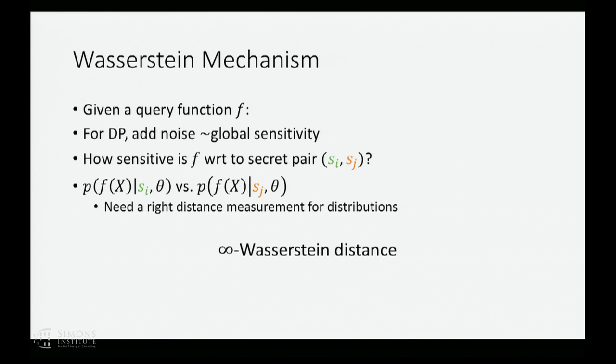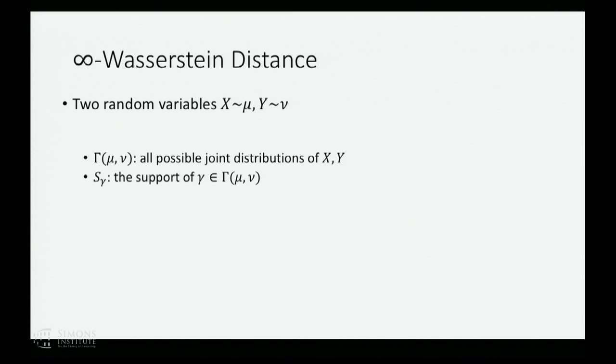So essentially, we need the right distance measurement for these two distributions. And in our paper, we find that the right distance measurement to use is the infinity Wasserstein distance. Let's look at the definition. So given two random variables X and Y, following distributions mu and nu, let's say gamma(mu, nu) is the set of all possible joint distributions of X and Y. And then for any joint distribution in this set, let's say gamma, we let S(gamma) be the support of this joint distribution. So first, for any of these joint distributions, we're going to look at all the XY pairs in the support of this distribution and look at the max difference between X and Y.